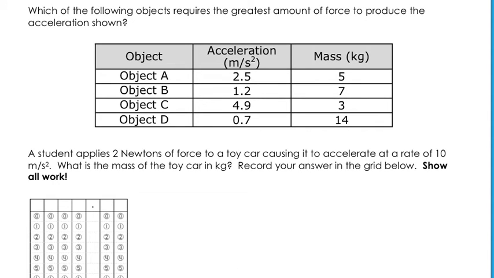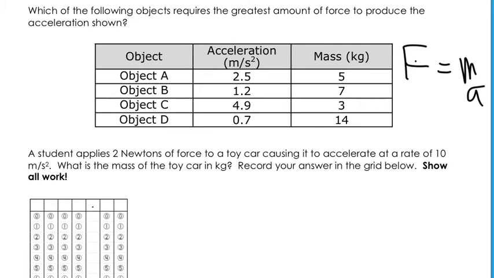Which of the following objects requires the greatest amount of force to produce the acceleration shown? So what you're going to do here, you know the mass, you know the acceleration. So you're going to use your formula F equals ma. Mass times acceleration, multiply those together, and that'll tell you the greatest amount of force. So I'll let you calculate that out. For each object, you're going to take the mass, multiply it times the acceleration. That tells you the force for that object, A, B, C, or D. Whichever one has the greatest force is your correct answer.